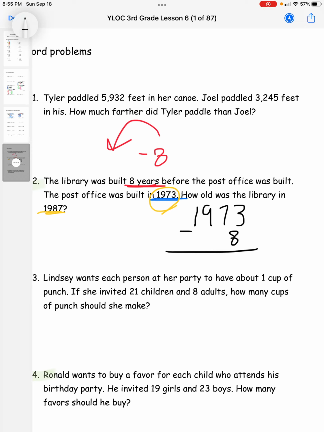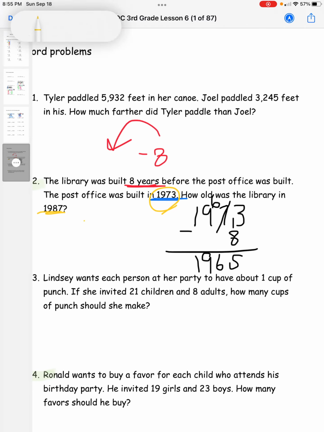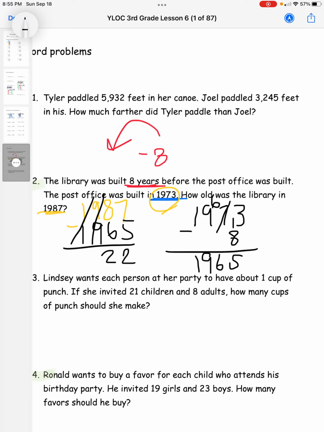3 minus 8, 3 is less than 8, so we take from the tens, get a 6. The 13 minus 8 equals 5. Bring down the 6, bring down the 9, bring down the 1. So the library was built in 1965, but we want to know how old the library was in 1987, so we take the difference. 1987 minus 1965. 7 minus 5 equals 2. 8 minus 6 equals 2. 9 cancel out, 1 cancels out. So it was 22 years old.